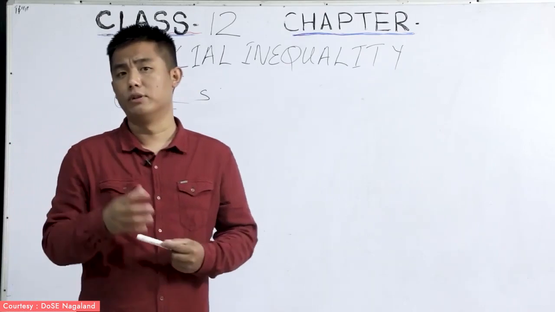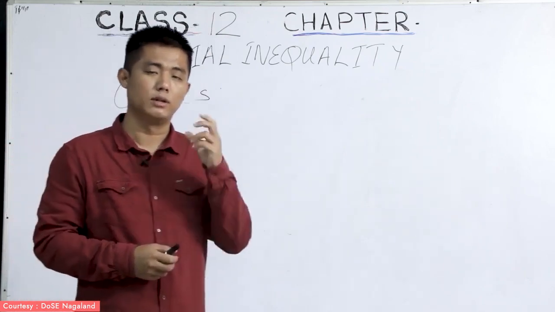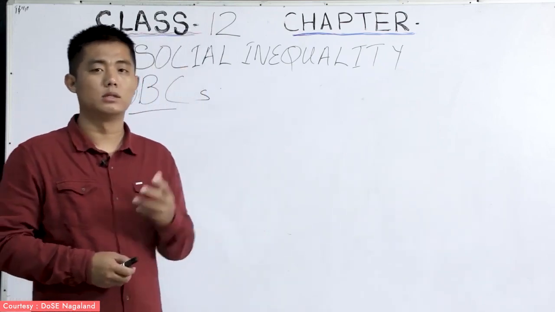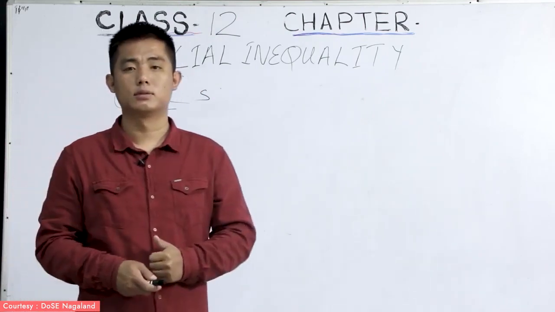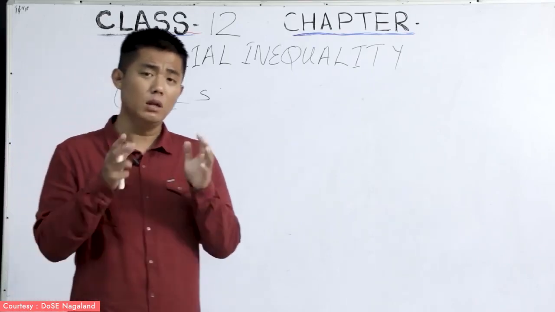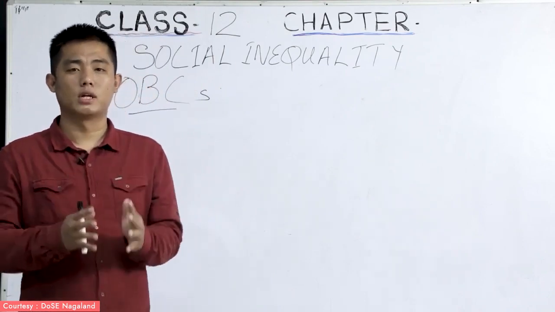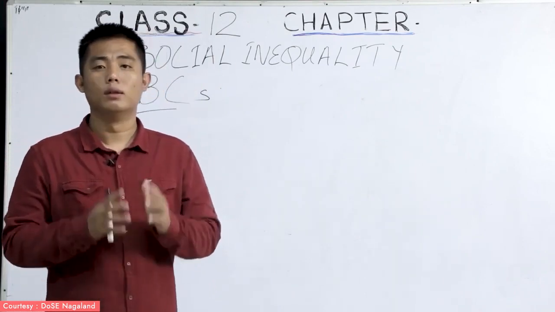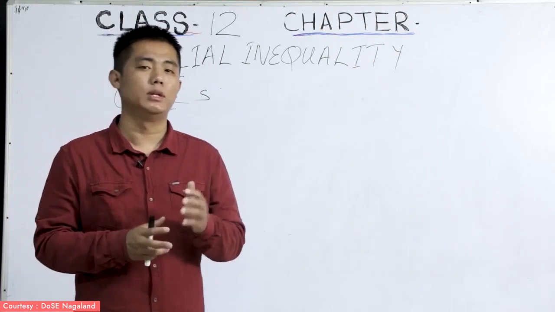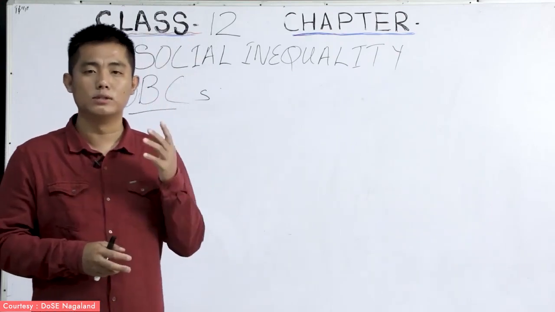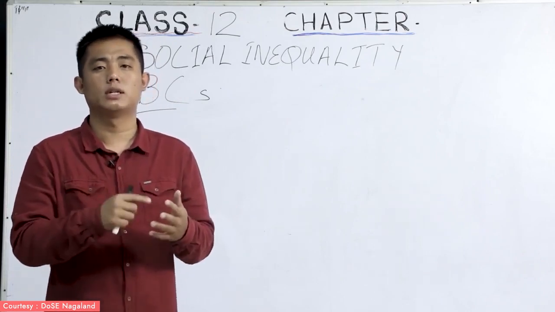I think I have given you a brief introduction in my previous class, but I would like to continue by giving you a brief gist about what these OBCs are. OBC stands for other backward classes. When we talk about Indian society, we see that it is divided based on the caste system. When we talk about the caste system, we can see the fourfold division, which we have already discussed: the Brahmins, the Kshatriyas, the Vaishyas, and the Shudras.